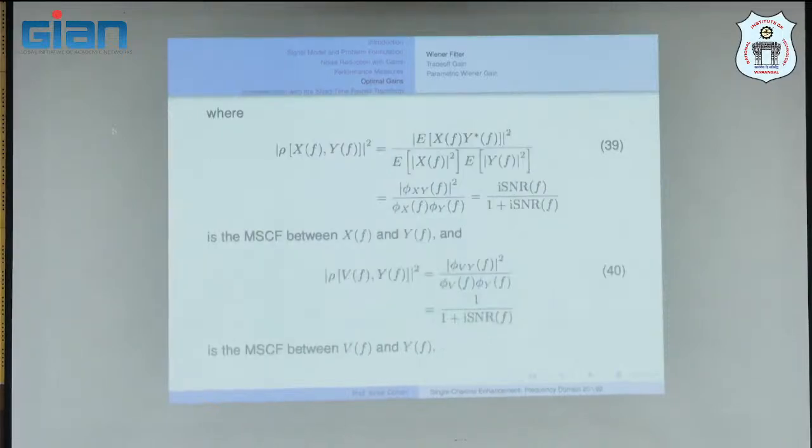And the definition of the magnitude squared coherence function: if you remove the magnitude squared, this is the coherence function. It's actually the correlation between two complex samples. So we take X times Y complex conjugate, and we normalize it by the variance. And we can also do it for the noise. So these expressions are easy to obtain. Okay.